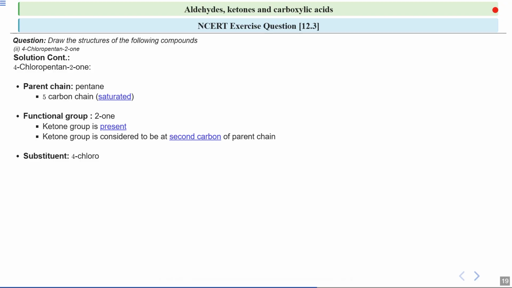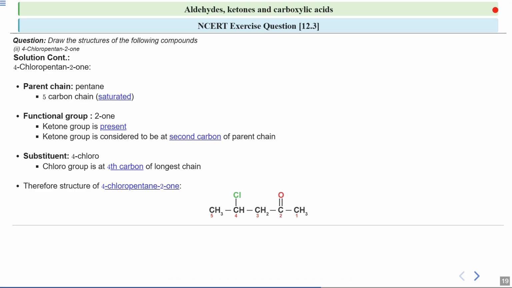Next, we will see the substituents. So we have 4-chloro. That means a chloro group is attached at the 4th carbon of the longest chain. Finally, we will put all this together and see the structure of this compound. This is the final structure: on the second position a ketone group is attached, and on the 4th carbon a chloro group is attached. So this is 4-chloropentane-2-one. This is the final structure.